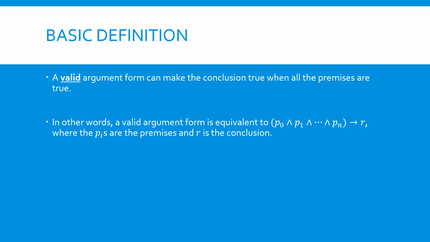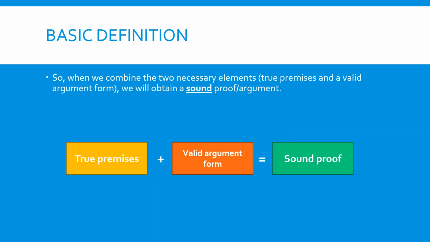We say an argument form is valid if and only if it can make the conclusion true when all premises are true. In other words, a valid argument form should bear logical equivalence to the statement P0 and P1 and all the way through Pn implies R. Here, the Pi's correspond to the premises, and R corresponds to the conclusion. Based on definition, when we combine both true premises and a valid argument form, we'll obtain a sound proof or argument.